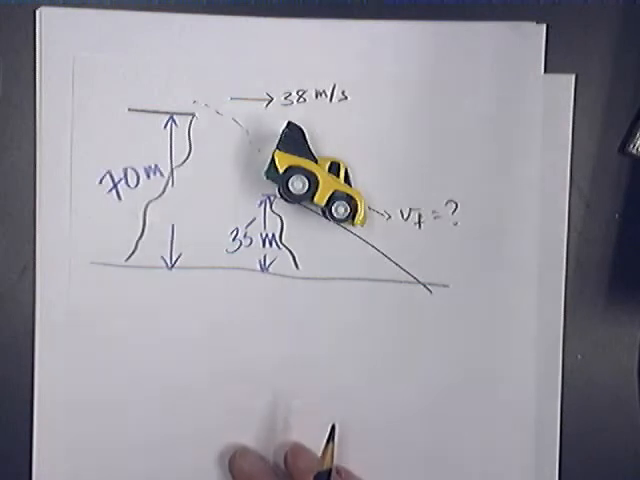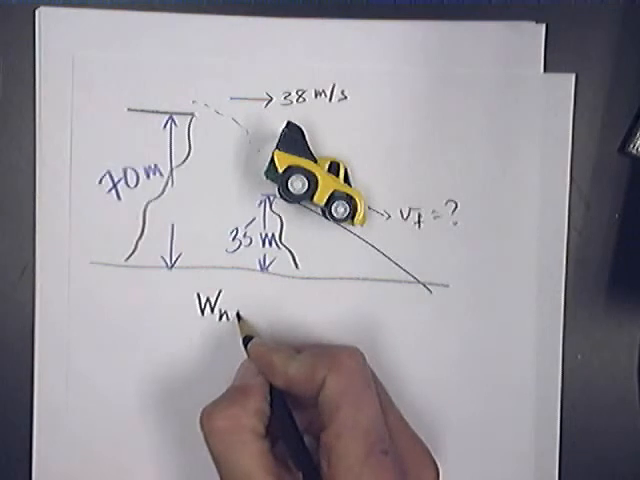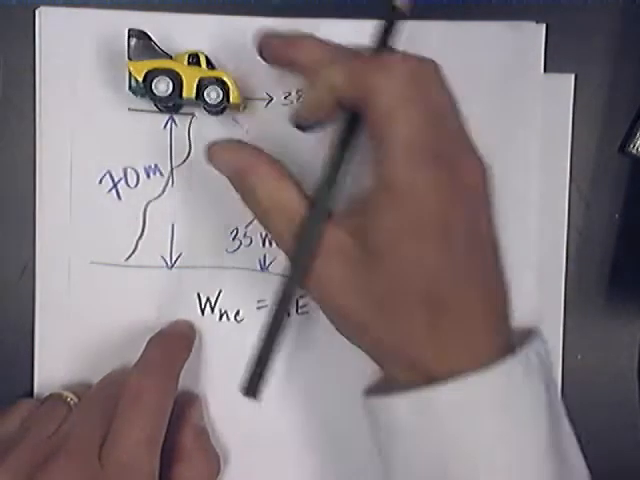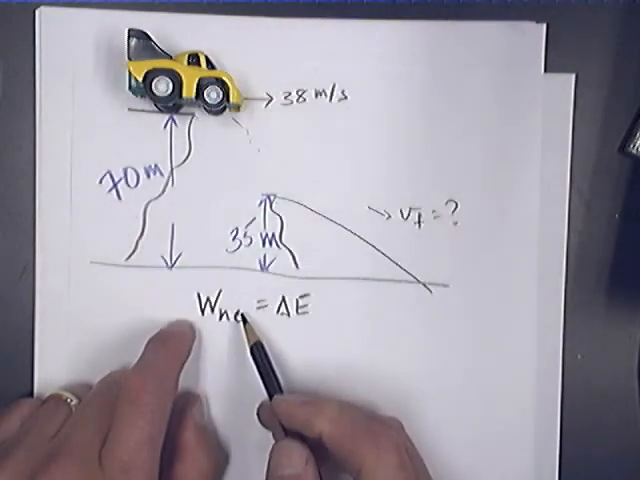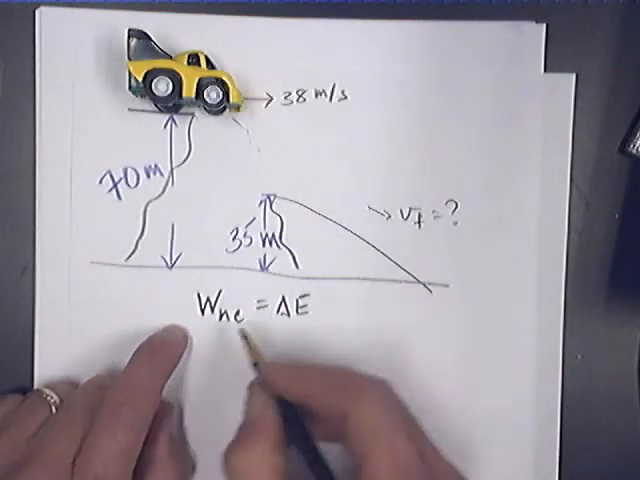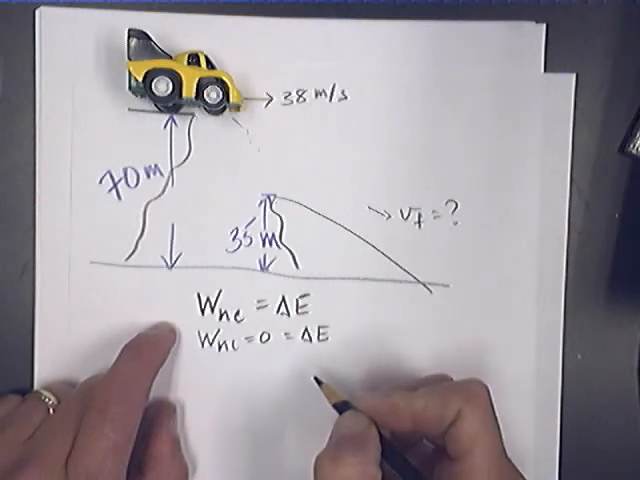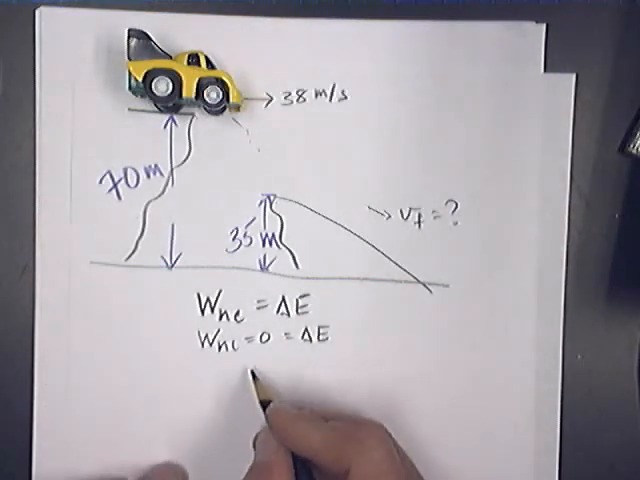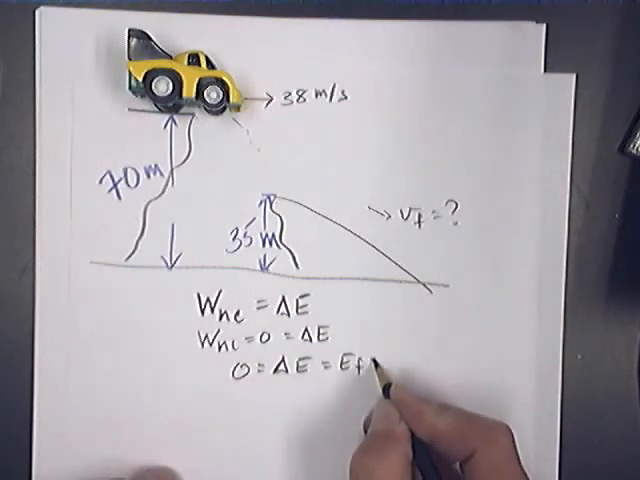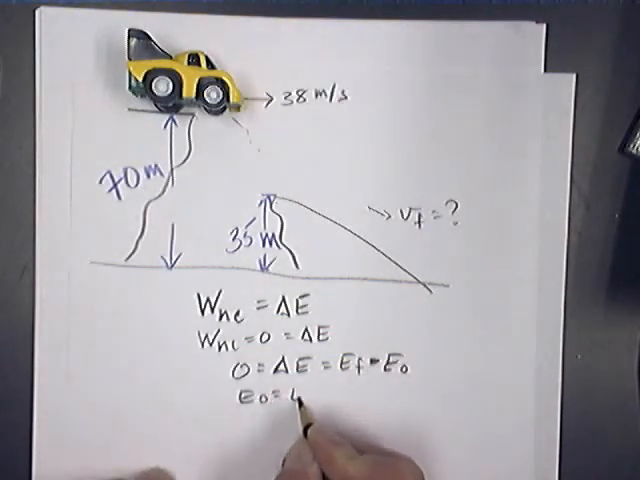Now we could do this kinematically, but that's going to take a lot of work. So let's do it energetically. If you remember, non-conservative work causes changes in energy. Here, as I'm jumping, the only thing acting on me is gravity, and gravity is a conservative force. If it's small enough, and I ignore air friction, there's no non-conservative work. Therefore, the change in energy is zero. So 0 equals the change in energy. The change in energy is E final minus E initial. E initial equals E final.